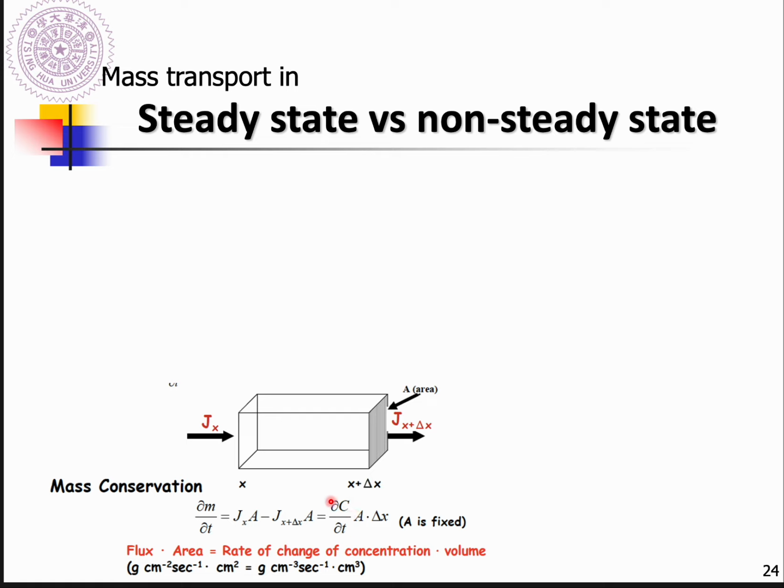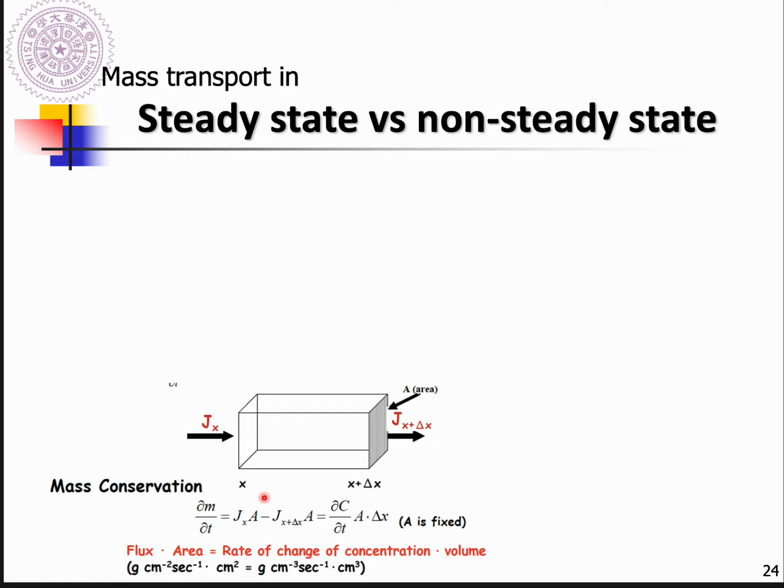Partial C, partial t is the concentration change with time, right? And compared to this, this is a concentration, which is in mass per unit volume. So I times the volume of the system, which is the area A times delta x, is the volume. So I use the partial C times the volume. What we get here is a mass, so it's a mass change rate, right?